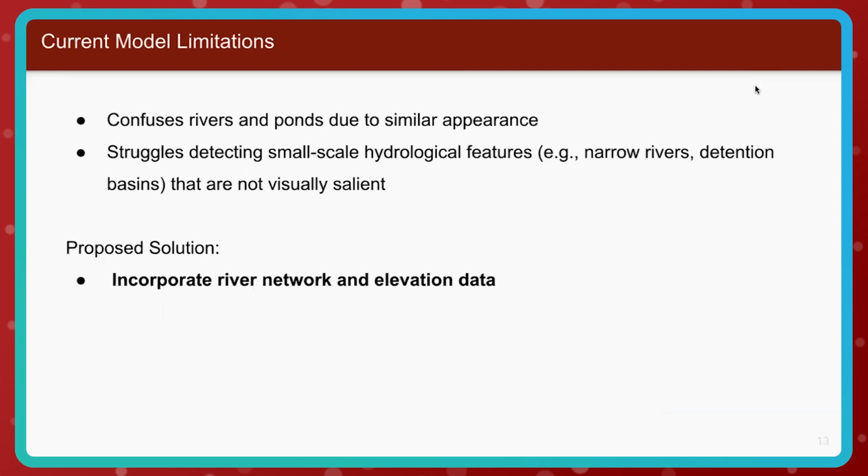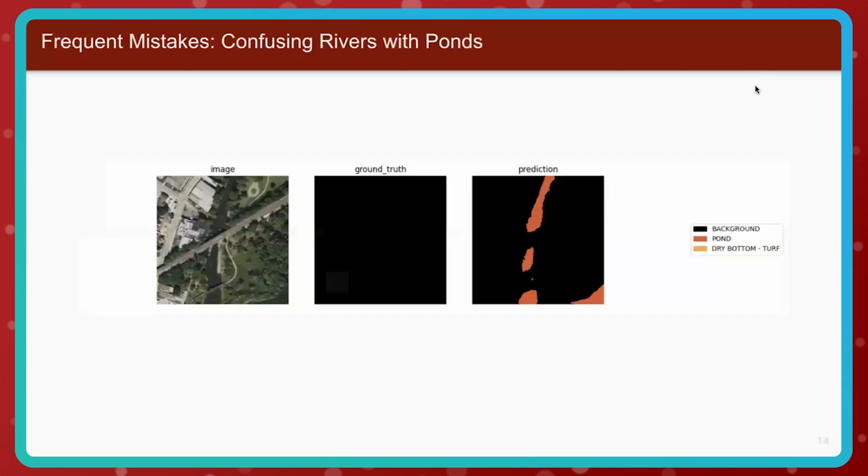Even though we have made such improvement, there are a few issues with our current model. First, the model confused related objects, such as rivers and ponds, due to their visual similarity, which impacts its accuracy in distinguishing between these features in error images. The model also struggles to detect infrastructure that lacks a clear identifier, such as dry bottom detention basins, because these features often blend into the surrounding environment, making them difficult to discern. Our proposed solution is incorporating river network and elevation data, which will be explained in the later slides.